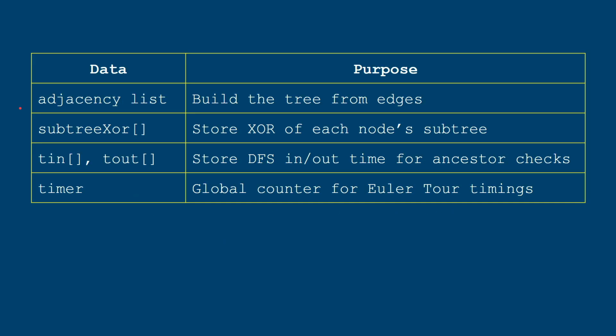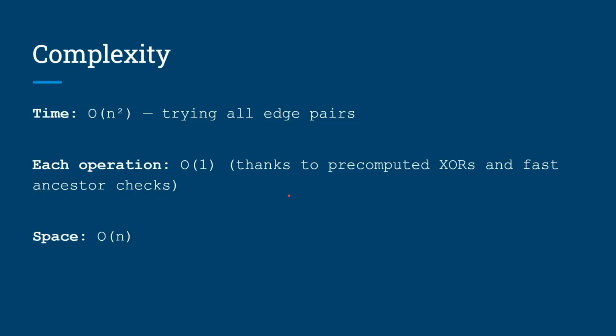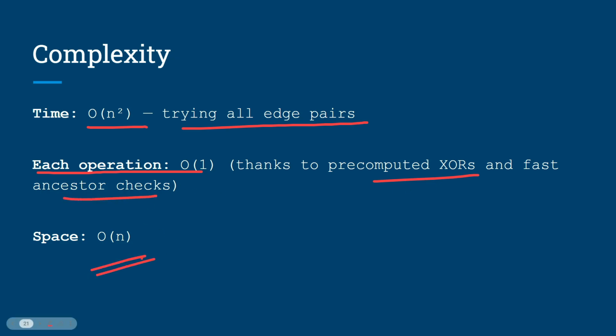What are the data structures that we are going to use? First, an adjacency list to build the tree from the edges, then the subtree XOR, and then tin and tout, meaning the tour in and tour out, with a timer. In this case we'll get a complexity of n square. We are trying all the pairs of edges, that is why we get n square, but the operations we use are O of 1, thanks to the precomputed XOR and the ancestor checks, right? And so the space complexity becomes O of n.